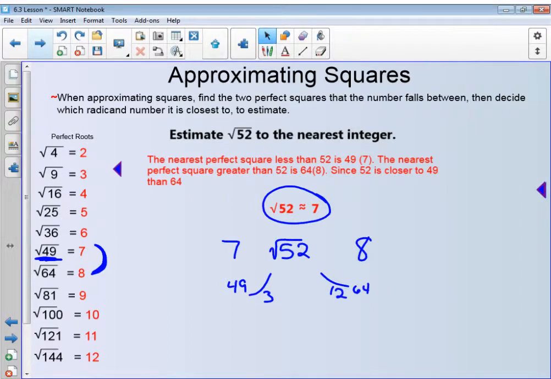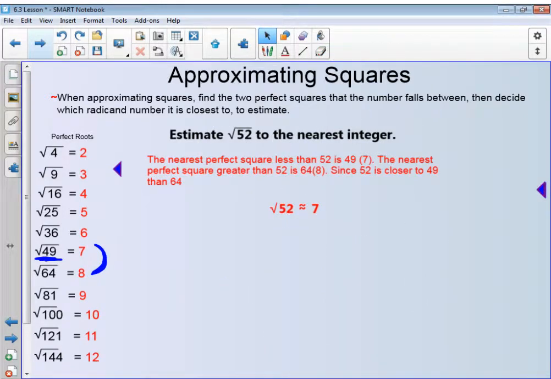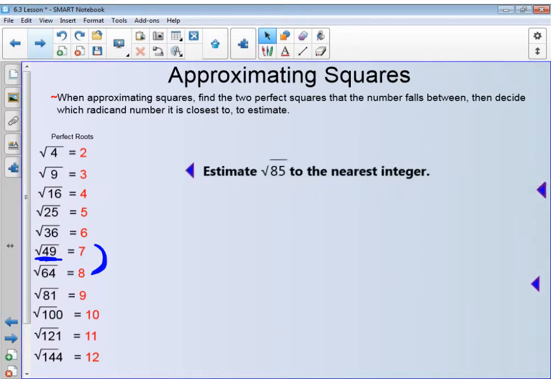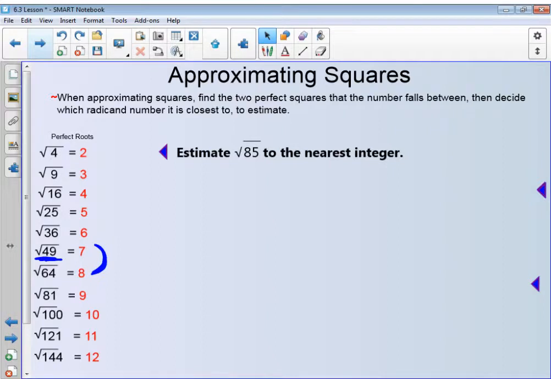Okay, so we're going to go ahead and practice some of these. And like I said, if you need to jot down those perfect squares so you have them to reference back to, you can do that. Right now, you've got them available too. So it says estimate the square root of 85 to the nearest integer.